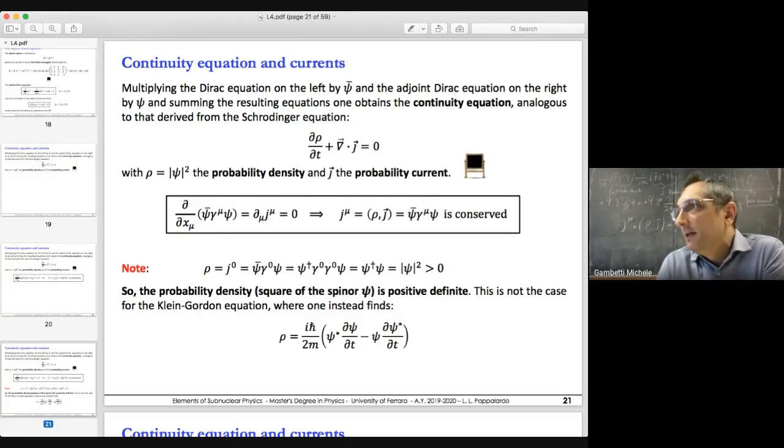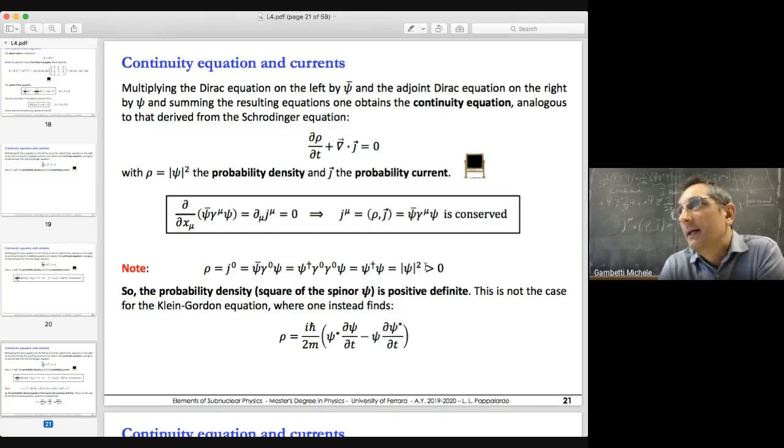Let's consider as an example the zero component, so the probability density rho zero, which is the zero component of the four current. This is of course psi bar gamma zero psi. Now you use the definition of the adjoint spinor as the Hermitian conjugate times gamma zero, and then you remember that gamma zero squared is the identity matrix. So this is just psi dagger psi, or if you want, this is just your probability density.